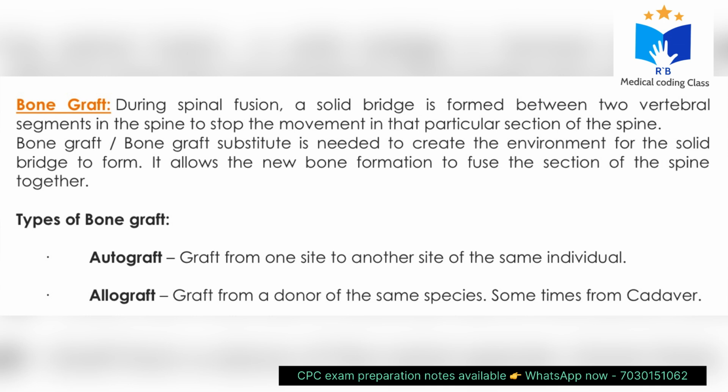Bone graft is needed to create an environment for a solid bridge to form. It allows new bone formation to fuse the sections of the spine together. There are two types of bone graft, autograft and allograft. Autograft means a graft from one site to another site of the same individual, and allograft means a graft from a donor of the same species, sometimes from a cadaver.